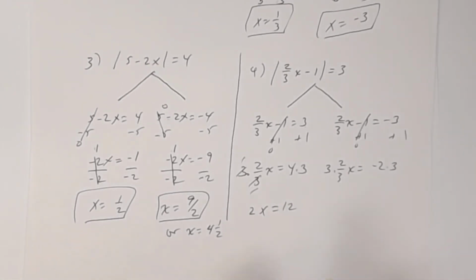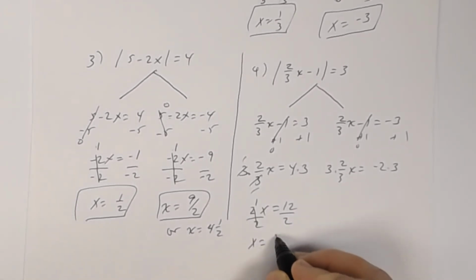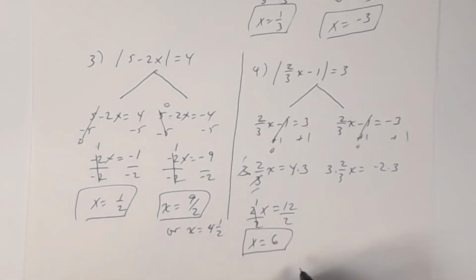And then finally dividing by 2. 2 divided by 2 is 1. 1 times x is x. So one of my solutions is 6. 12 divided by 2 is 6.